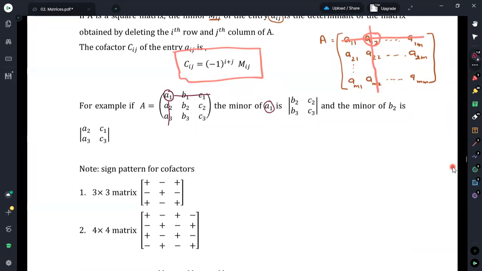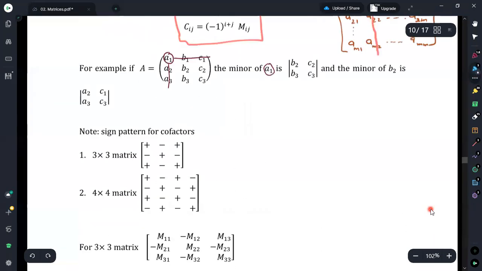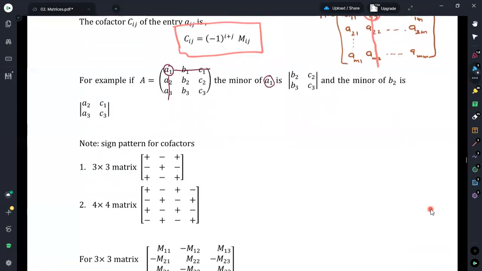Then to obtain the minor for A1, we have to take the determinant of the remaining elements. Therefore, the minor for A1 is equal to the determinant of B2, C2, B3 and C3. And suppose you need to obtain the minor for B2, then we need to eliminate the row and column associated with B2. Once you cut off the row and column, the remaining elements are A1, C1, A3 and C3.